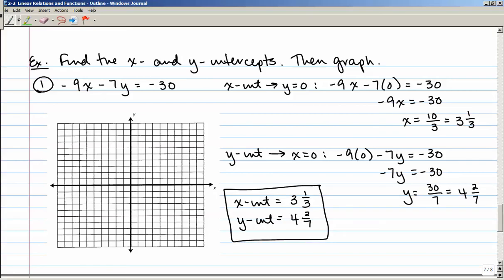Now the second part is to use those to graph. So my x-intercept is where the graph is going to cross the x-axis, and 3 1/3 is right about there, a little bit more than 3. Y-intercept where it crosses the y-axis, and 4 2/7 is about there. And we just connect that. And there's our line.